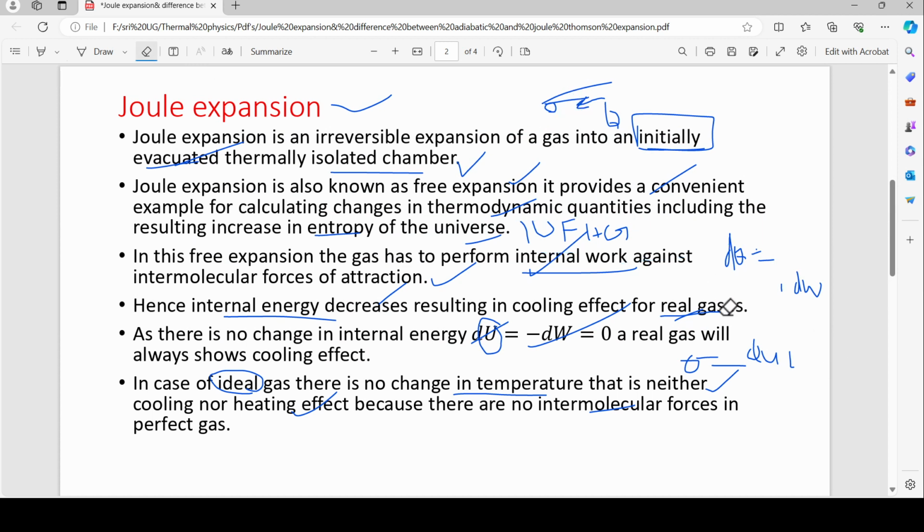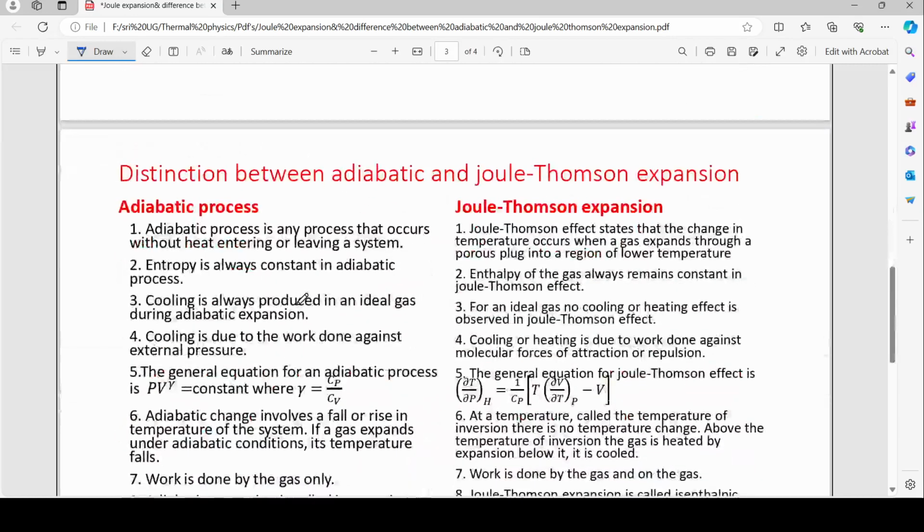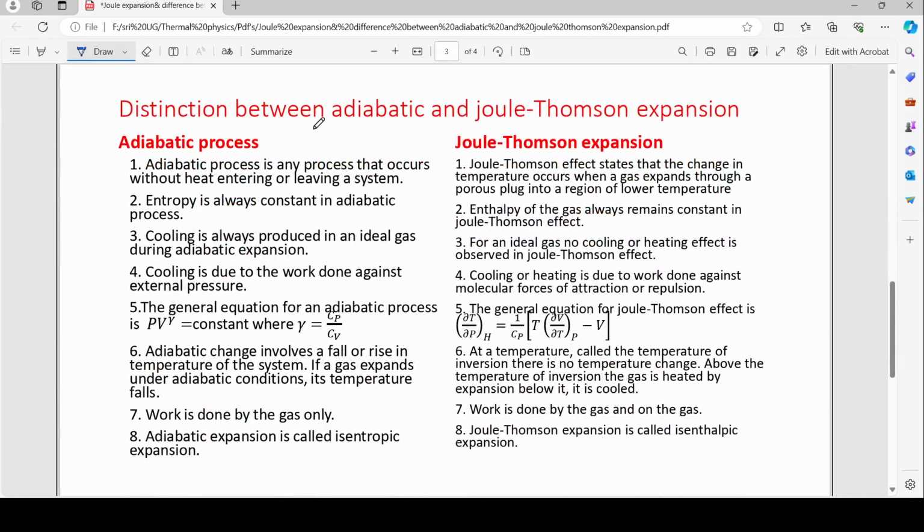After Joule expansion, we have one more thing, that is the difference between adiabatic and Joule-Thomson expansion. That is the only difference we have to read here. See the distinction, which means the difference, between adiabatic and Joule-Thomson.